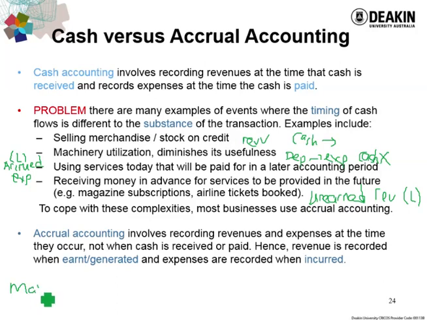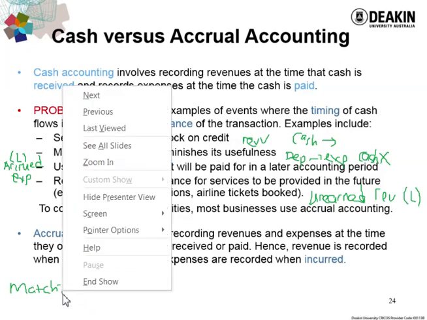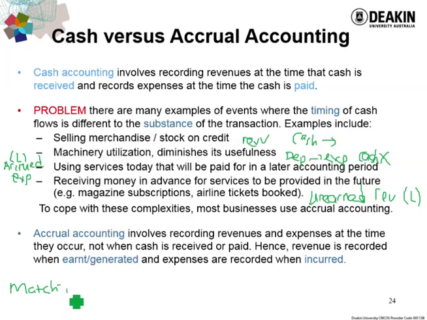And what is the matching principle about? The matching principle means we will recognize the revenue and the expenses incurred in the same period. So profit is more useful for decision making. Okay, matching.